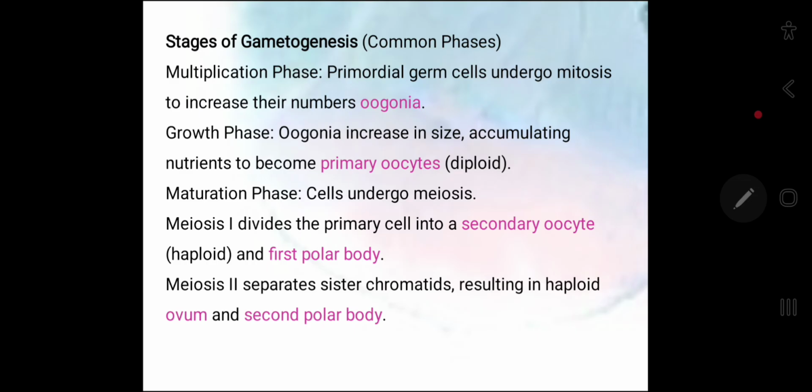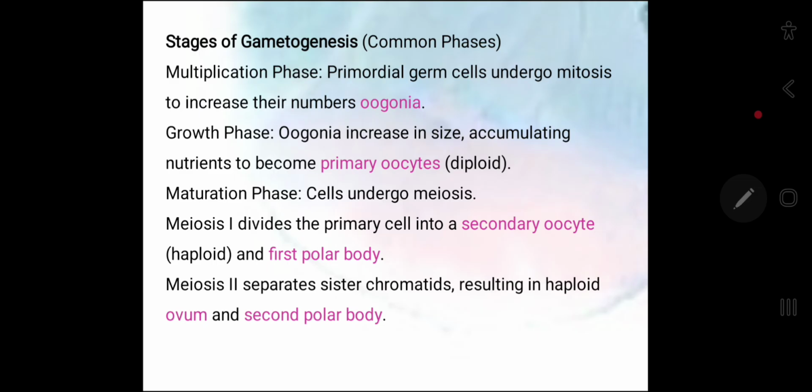In summary, the stages of gametogenesis first start with the multiplication phase, in which primordial germ cells undergo mitosis to increase their number and differentiate into oogonia. This is followed by the growth phase, in which oogonia increase in size and accumulate nutrients to become primary oocytes, which are diploid in number. This is intrauterine and before birth.